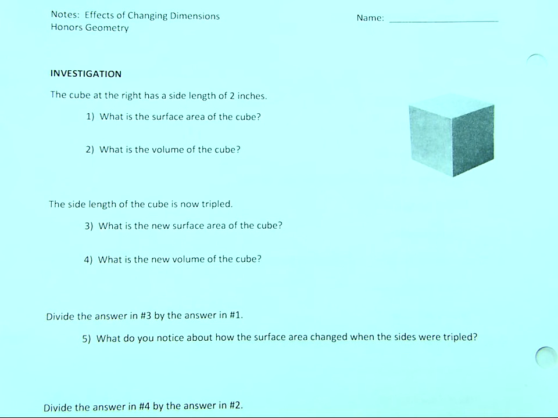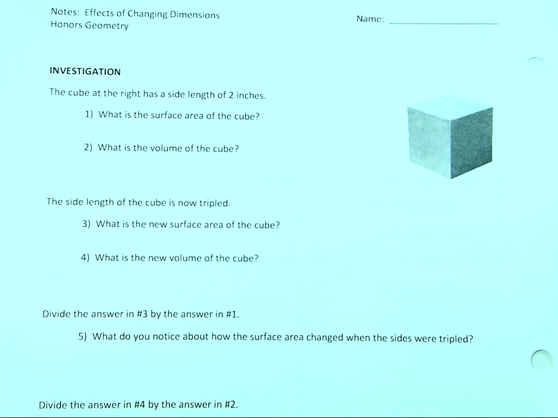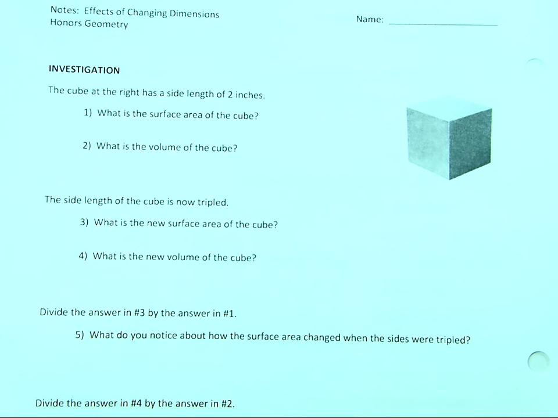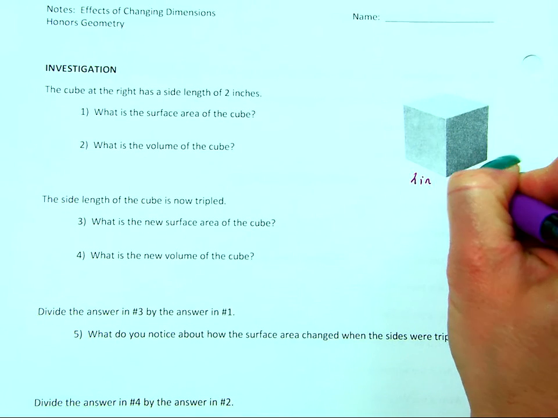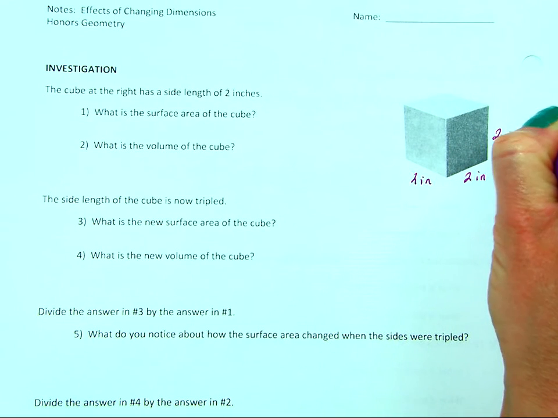Today we're going to take a look at the effects of changing the dimensions of your three-dimensional figure. So first we're going to take a look at the cube on the right here, and we're going to think about what the surface area of my cube would be and what the volume would be if our cube has a side length of 2 inches. So we know if we have a side length of 2 inches, we are 2 inches by 2 inches by 2 inches.